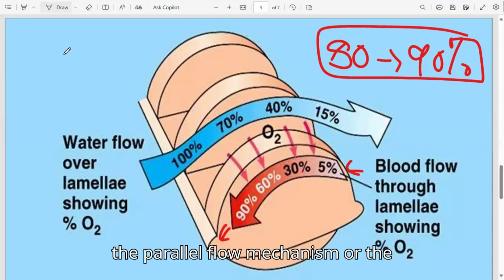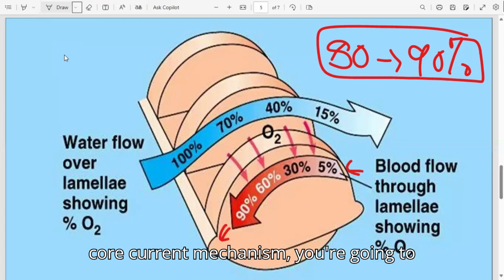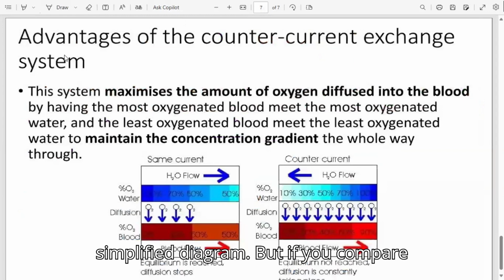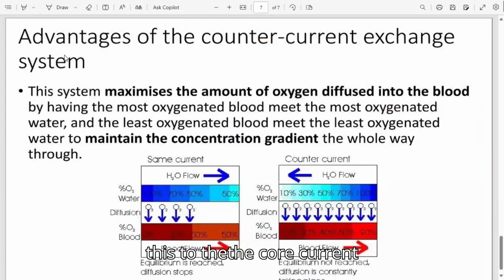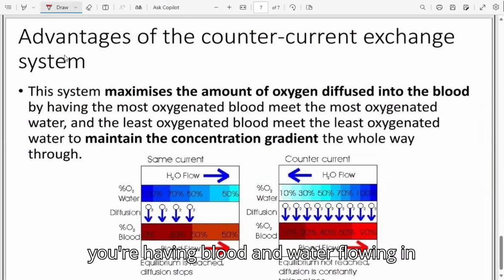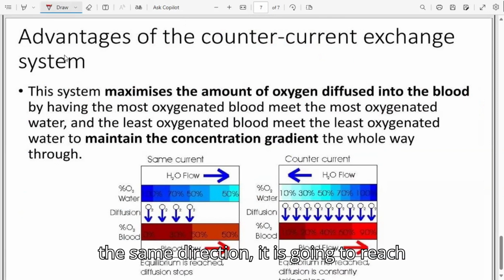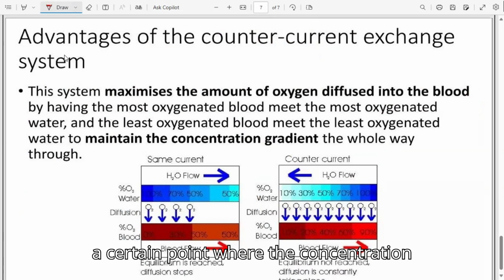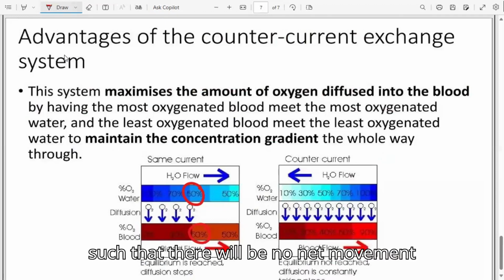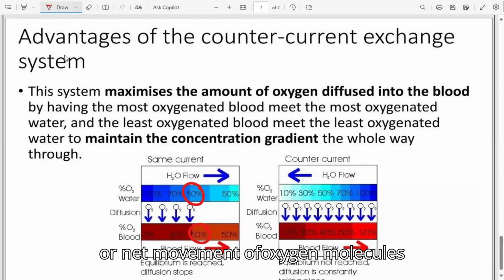the parallel flow mechanism or the co-current mechanism, you're going to notice, okay, so this was just another simplified diagram, but if you compare this to the co-current mechanism, you're going to notice that the concentration gradient is not maintained. It reaches a point where if you're having blood and water flowing in the same direction, it is going to reach a certain point where the concentration of oxygen is the same in both the water and the blood, such that there will be no net movement of oxygen molecules because the concentration is the same.